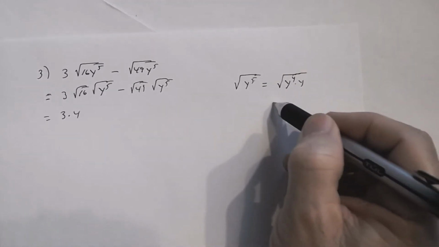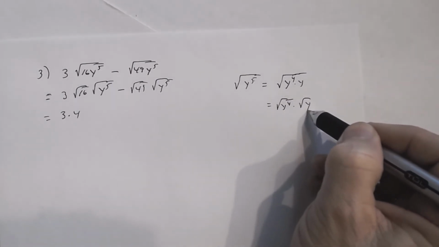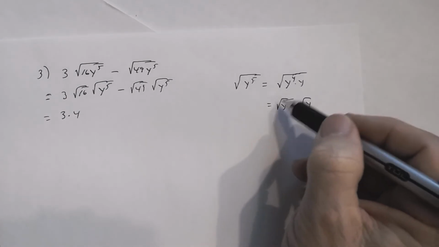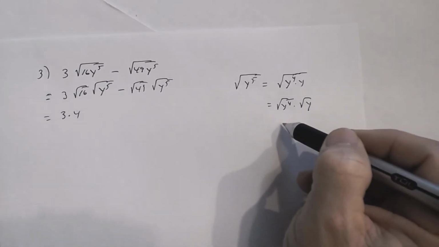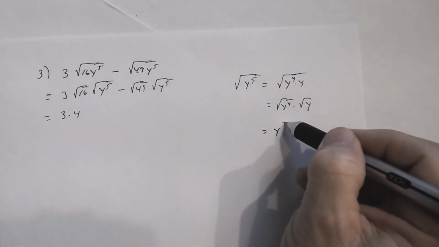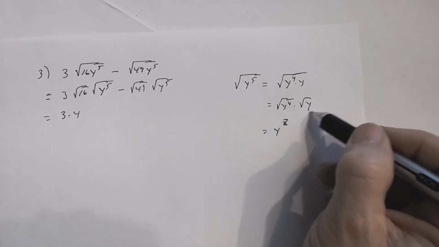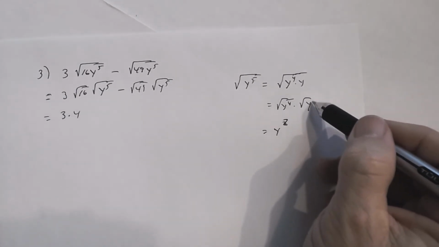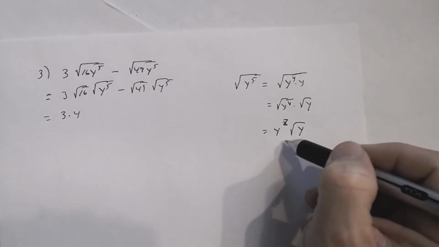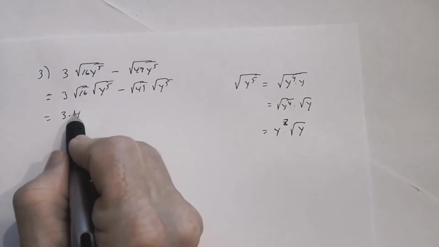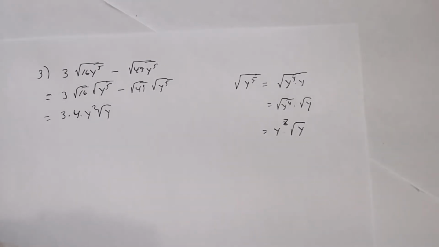Now using the product rule, I get the square root of y to the 4th times the square root of y. And then what's the square root of y to the 4th? What times itself twice is y to the 4th? This is even, so this part's easy. That's just going to be y squared, 4 divided by 2 is 2. And then I cannot simplify this any further because the exponent's 1 and 1 is less than 2. It's less than the index. And so that's going to go here. So y squared, square root of y.